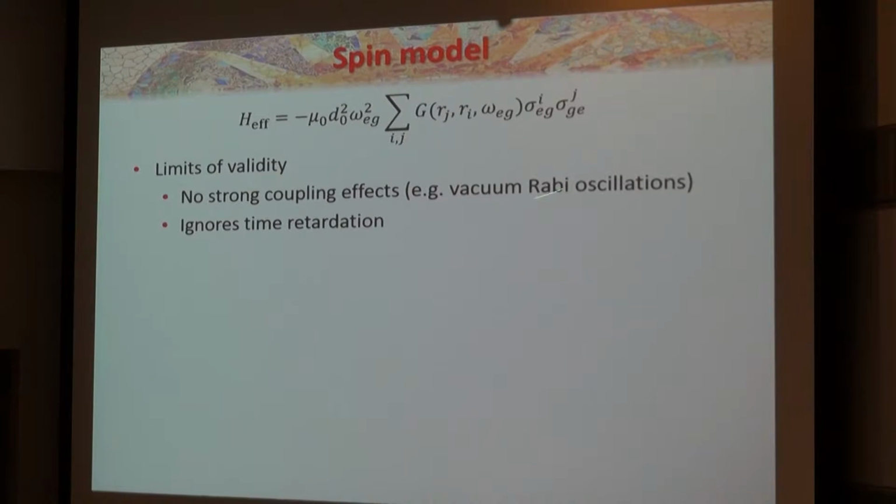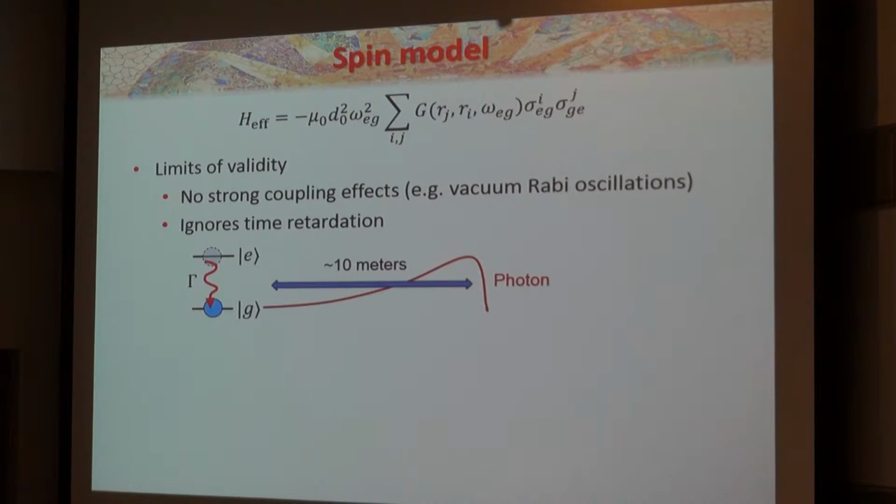Another case where this dispersion of the Green's function becomes important is if you have very large systems. This spin model ignores time retardation, so one atom sees another atom instantaneously. But if you have a single atom in an excited state, when it spontaneously emits a photon, typically that photon is about 10 meters long. So for this Hamiltonian to be valid, at least in free space, all the other atoms have to be within 10 meters of one another. So don't build BECs the size of this room, and then you can use this equation.